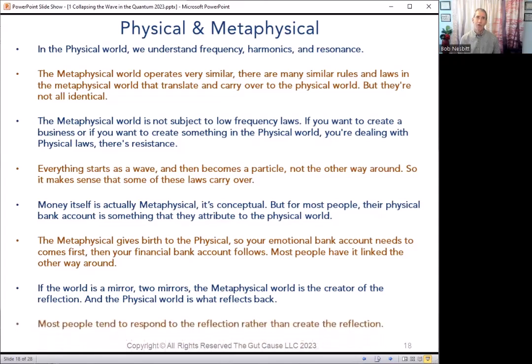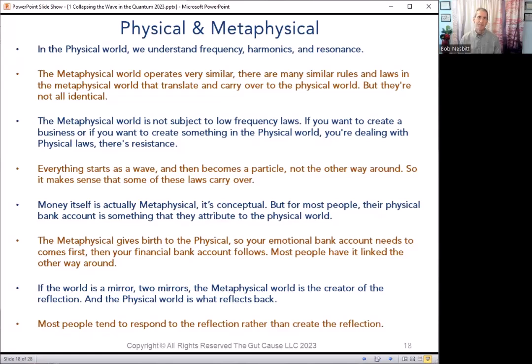Unfortunately, most people, when they're sucked into the physical world and stay low frequency, start to essentially respond to the reflection rather than create the reflection. Many will say the circumstances of my life is what drives me to make the next move on the board. The problem with that is that you're only creating more of the same.